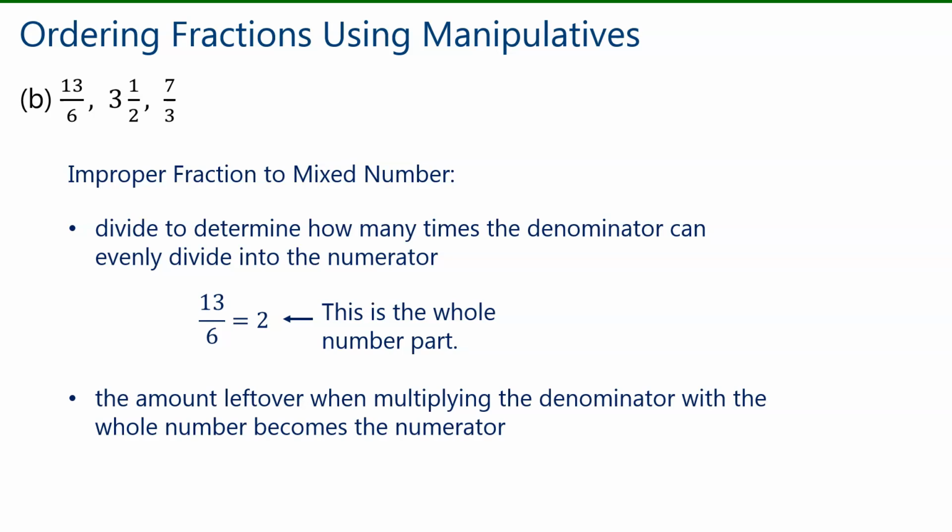Then we need to figure out how much is left over when we multiply the denominator, 6 in this case, with the whole number part, which is 2. Then that number becomes the numerator. So let's do 6 times 2, which is 12. We subtract that from 13, we get 1. So if 2 is the whole number part and 1 is the numerator, we can write 13/6 as 2 and 1/6.